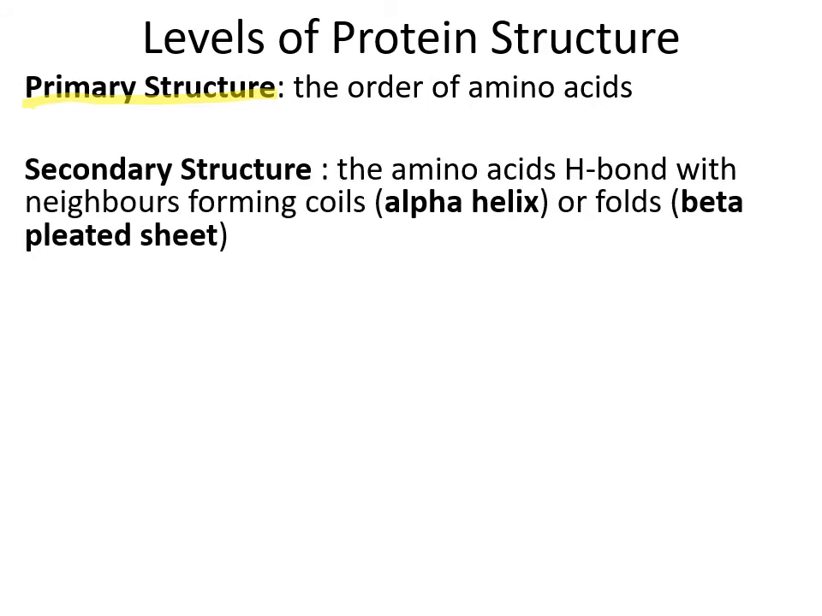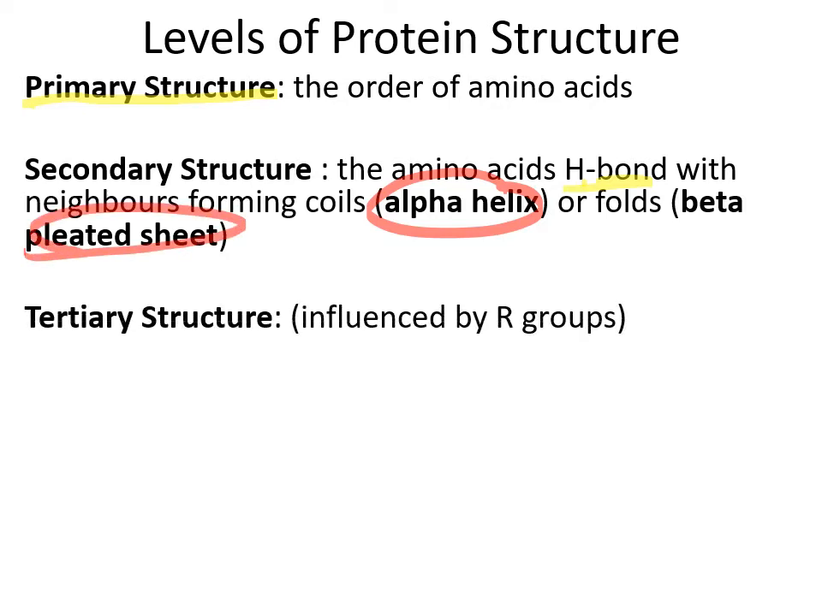The secondary structure is that those amino acids that are now connected together as a chain, they can start hydrogen bonding with the ones that are near them. And so there's sort of this initial folding that happens, and there's 2 ways that it happens. It forms a helix, or it sort of forms these more linear pleated sheets. We'll look at some pictures of those in a minute.